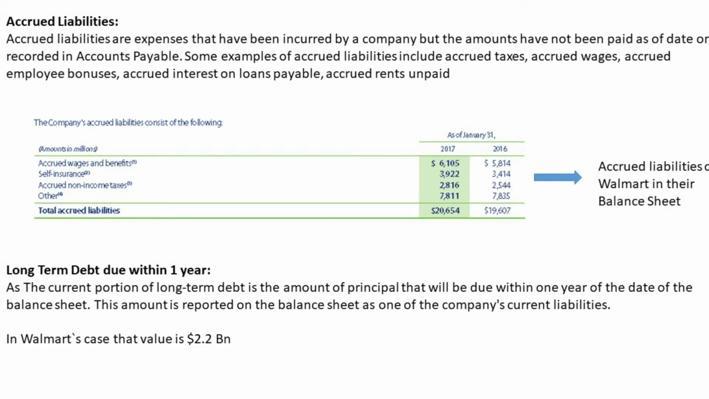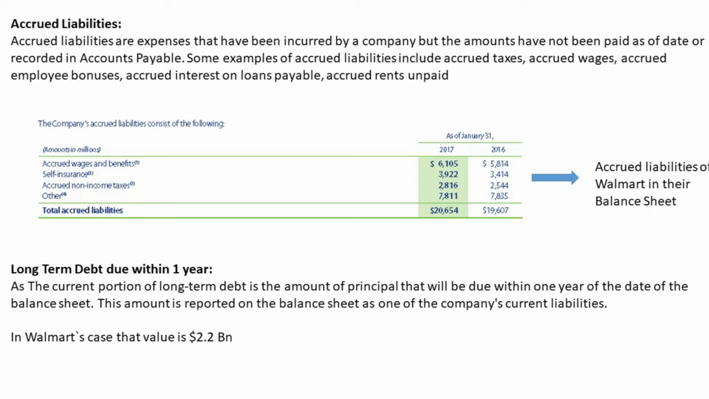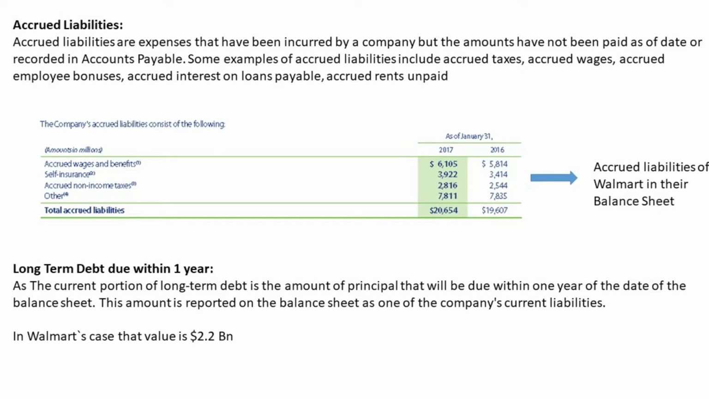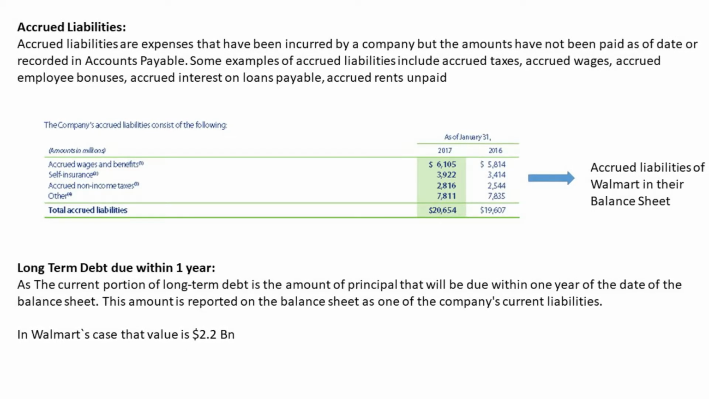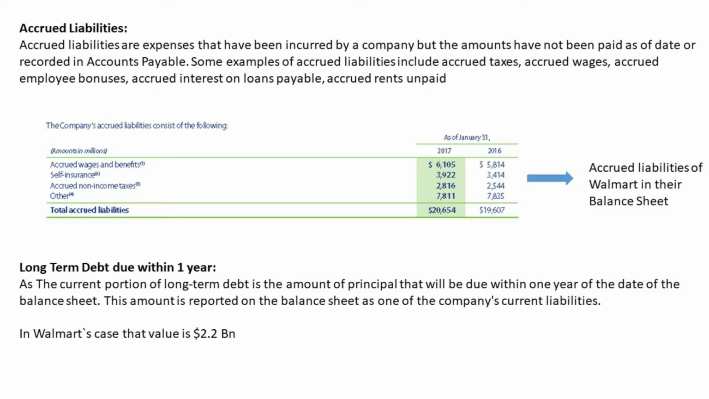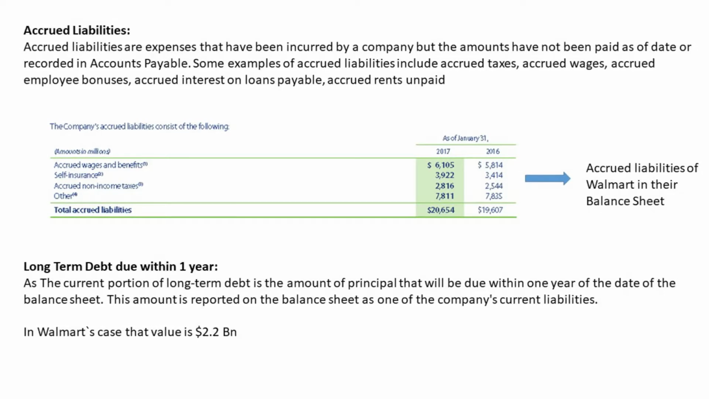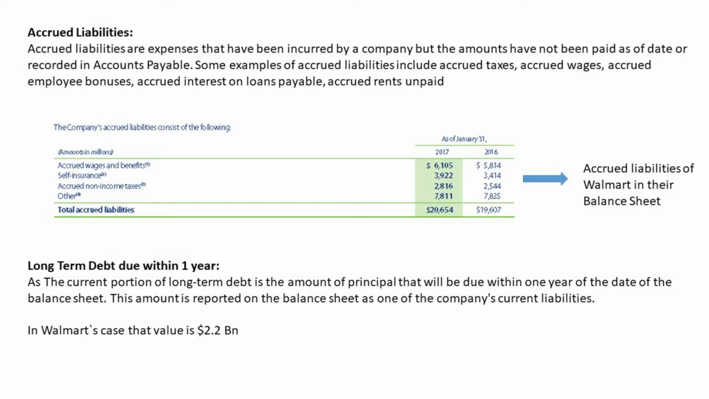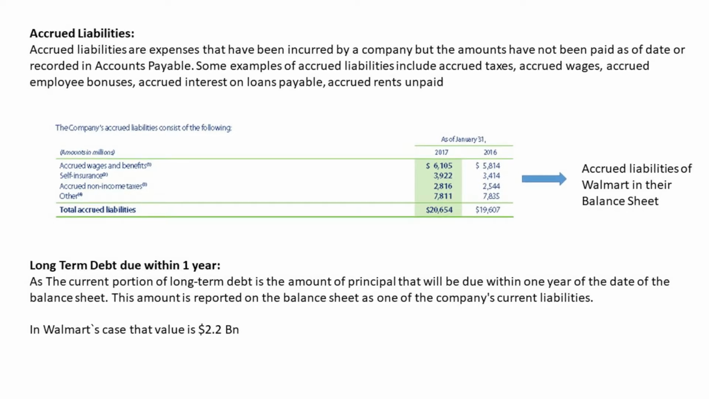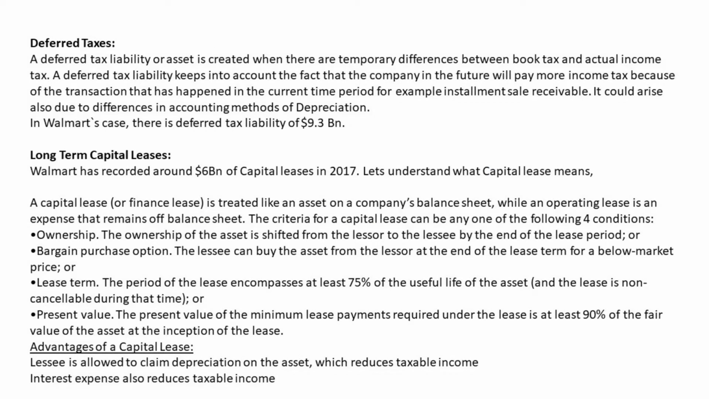The last part of the current liabilities includes the long-term debt portion of it, which is due within 1 year. So as the name says, the current portion of long-term debt is the amount of principal that will be due within 1 year of the date of the balance sheet. And in Walmart's case, it is reported as a value of around $2.2 billion. So that brings us to the end of current liabilities or short-term liabilities. Now next we will see the long-term liabilities portion of the balance sheet.